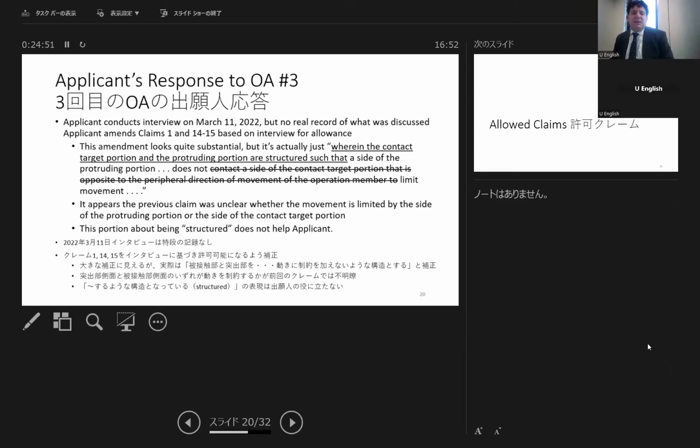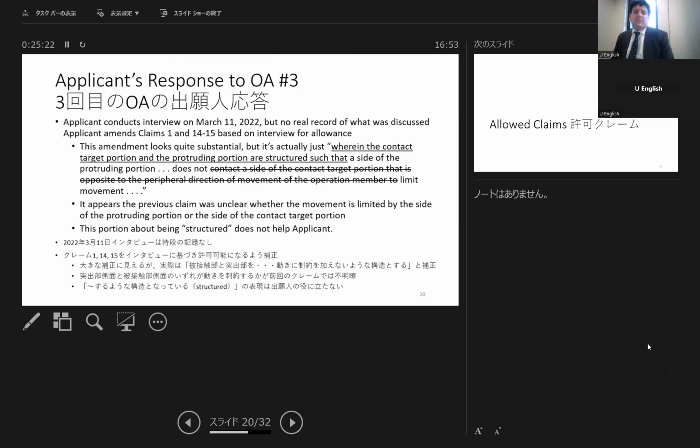So it appears that the issue is that the previous claim was unclear whether the movement is limited by the side of the protruding portion or the side of the contact target portion. That's the best guess I have as to what this amendment accomplishes. This is what I was talking about before when I said we're going to see how claiming this functionally instead of structurally impacts the prosecution. This is where they try to address that problem.